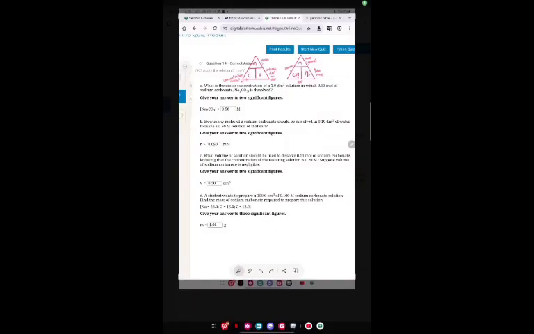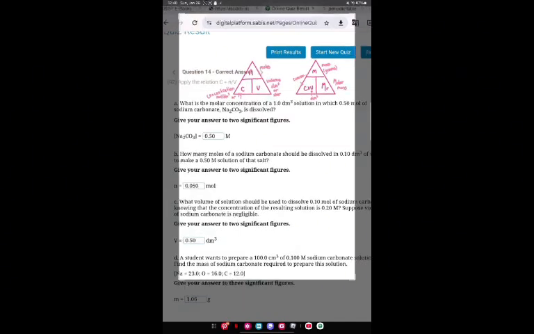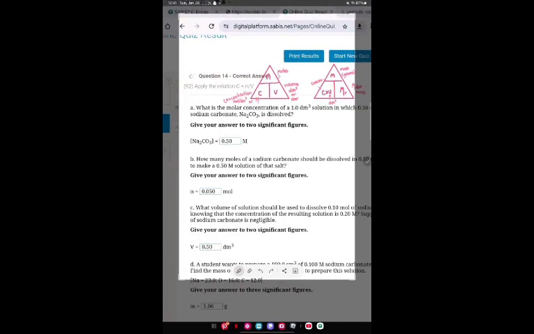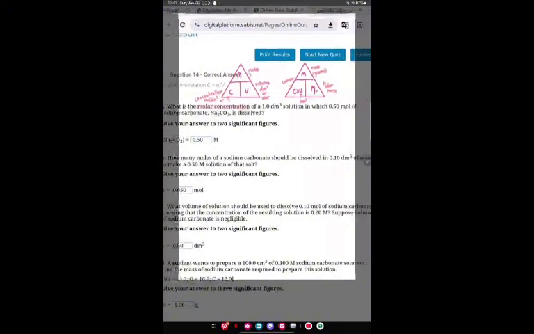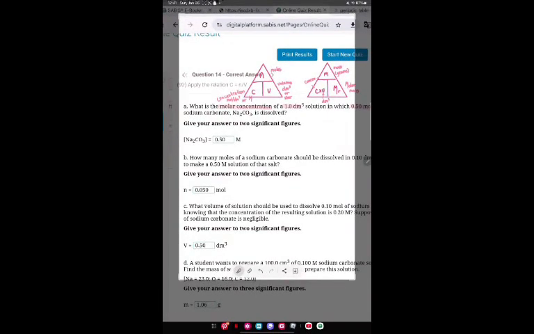Okay guys, so this question is really easy. I wrote the rules at the top so that it's easier for us to find. Okay, so it says what is the molar concentration. So they want the molar concentration, which is C, and they said 1 decimeter cubed, so it's volume, and they said 0.5 moles. So since we have the moles and we have the volume and they want us to find concentration, we're obviously going to use this rule.